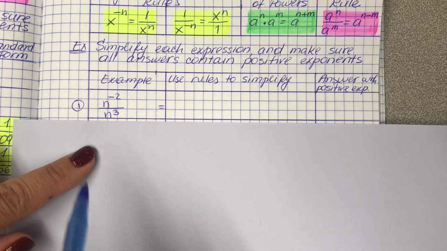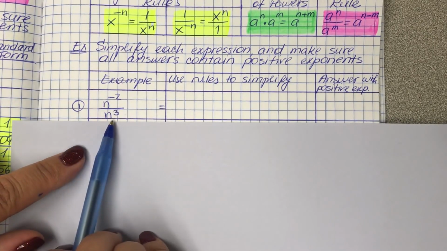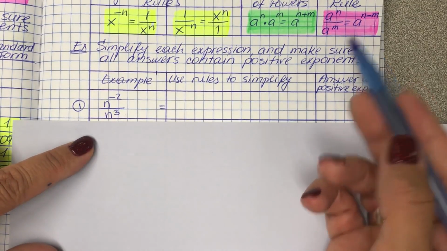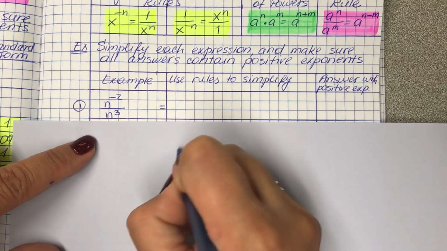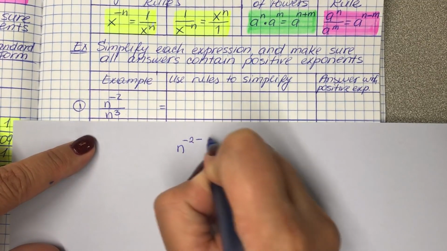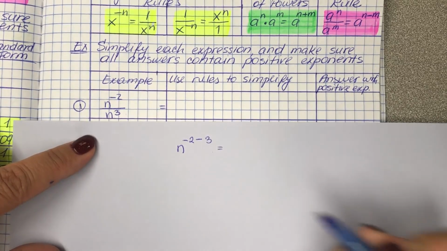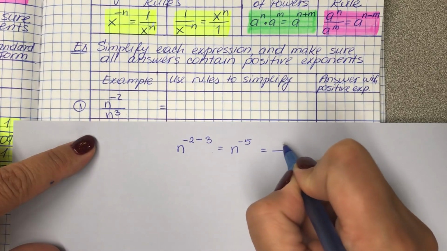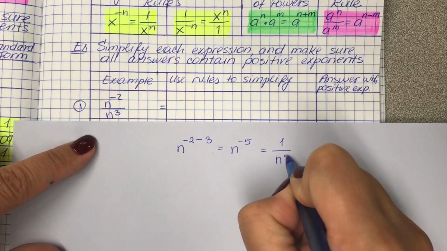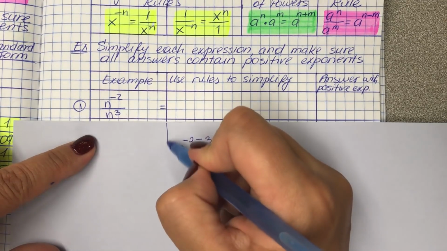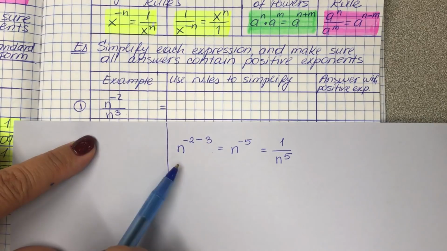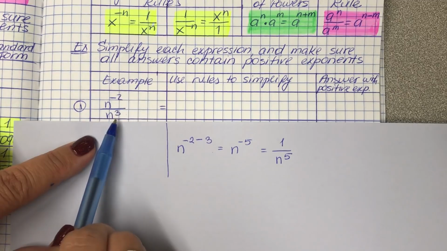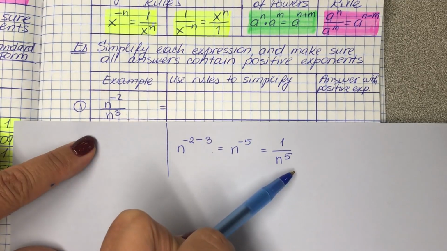For the first example, I have n to the negative 2 and n to the third. This particular problem, if I was to use the quotient rule, I would say keep the base and then subtract the exponents. So that would be n to the negative 5, and then change it to the positive exponent. That would be 1 over n to the fifth. So if I was to use the actual quotient rule right away, I have to keep the base, subtract the exponents, and that's negative 2 minus 3, and then change the power to positive.